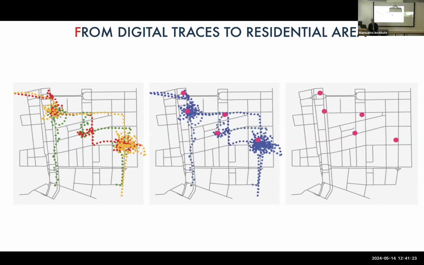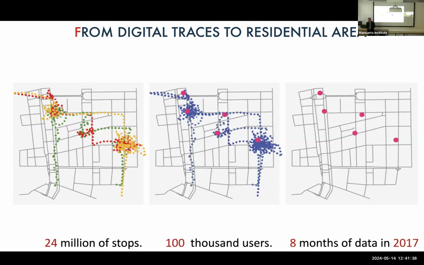Okay. So then once you have the stops, of course, you are able to detect what? Home, work, and all the other locations that you visit throughout the day. So basically, you are able to build the travel diaries of each person. So we have, for the city of Milan, 8 months of data, 25 million stops, around 100,000 users before the cleaning.